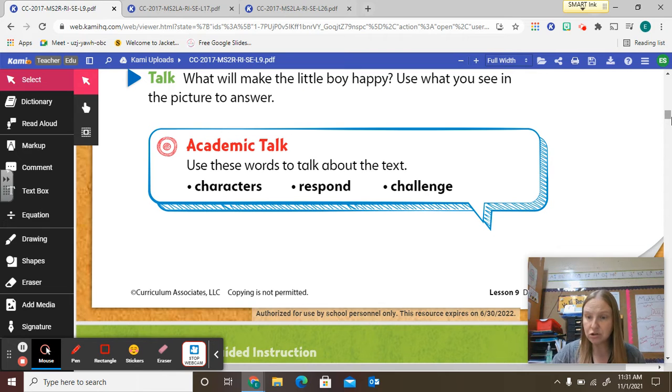How do those characters respond to those problems? Ask them if the characters learn anything from those problems that they face, and then talk with your child about what the reader learns about the characters based on how they act, or what they do in the story or what they say. So we're really digging deeply into characters and what they say and do, especially when they are faced with a problem.